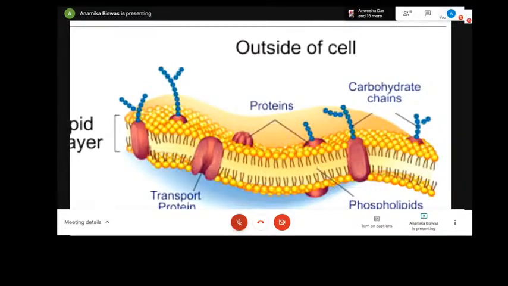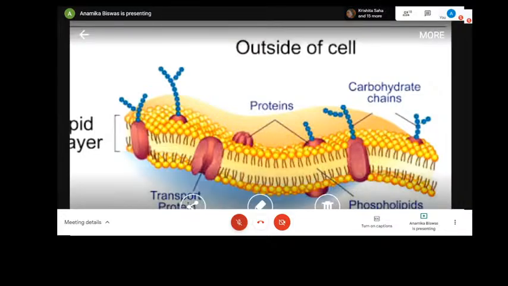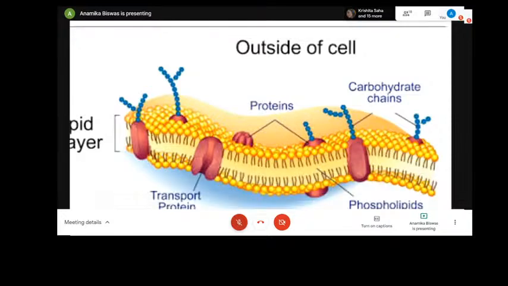Now, the main function of the cell membrane is transportation of substances. Passage of substances across the membrane occurs mainly by two methods. One is active transport and another is passive transport. Now, an important question comes here: differentiate between active transport and passive transport.